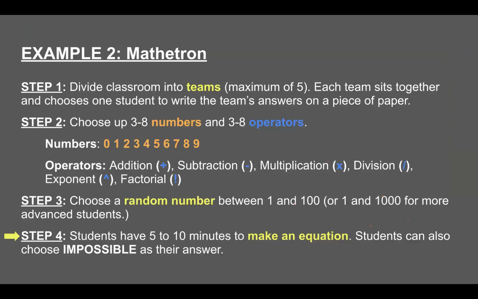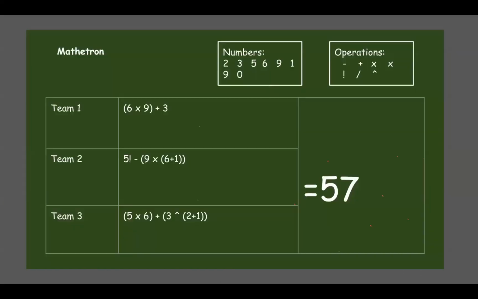So normally I give a number, and then students have 5 to 10 minutes to make an equation. You can also say it's impossible. Sometimes it is impossible. Sometimes you can't make an equation with the numbers and the operators. But again, this is an example of creative problem solving because there are different possible solutions.